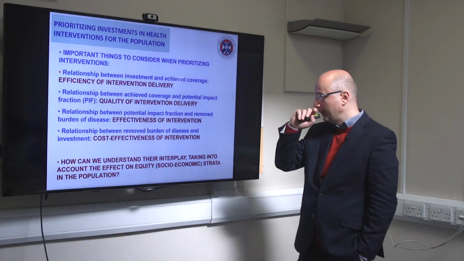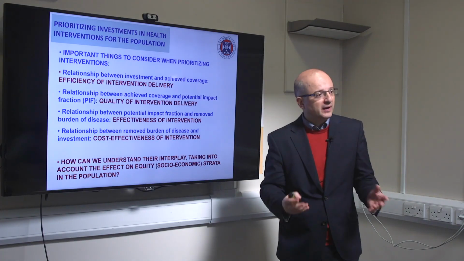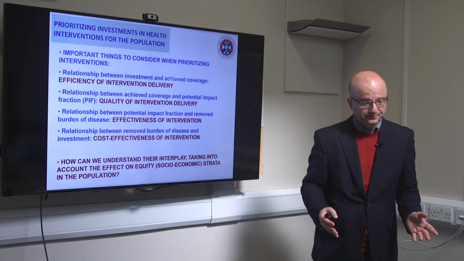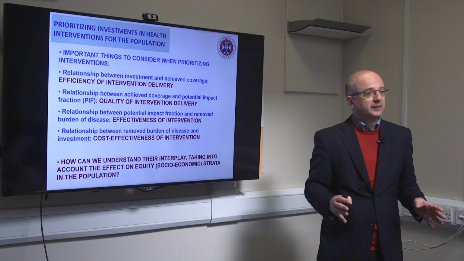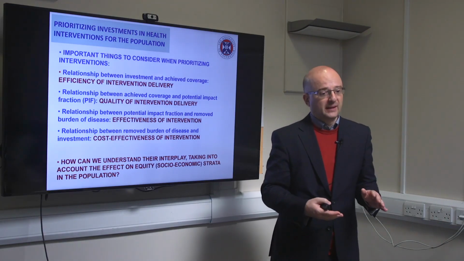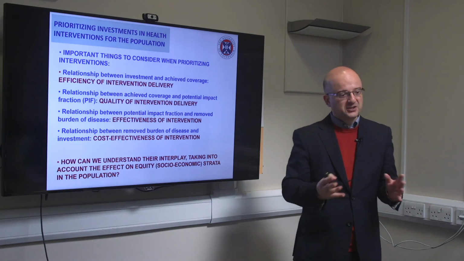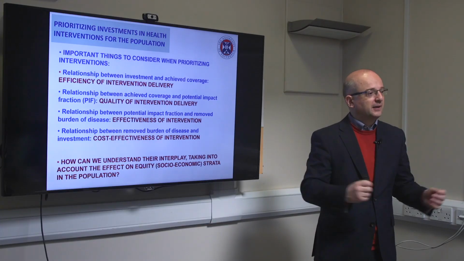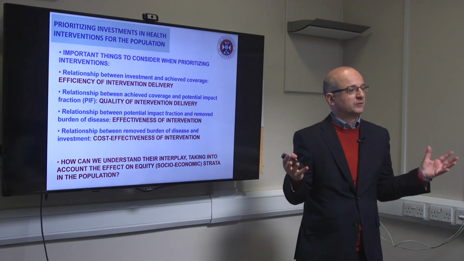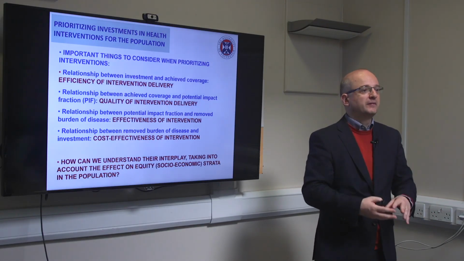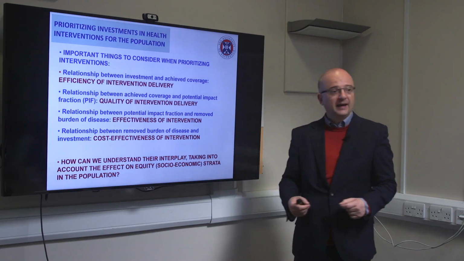Now the third thing to think about is what is the relationship between potential impact fraction and the removed burden of disease. Now why is this important? This is important because the burden of disease is not spread equally across the country. The burden of disease may be much lower in central Bogota, or Abidjan or Lagos, than it is going to be in the very remote rural areas. So the burden may be clustering in the poorest 20% of the population, whereas it may be very low in the wealthiest 20% of population, which means that it is not the same.